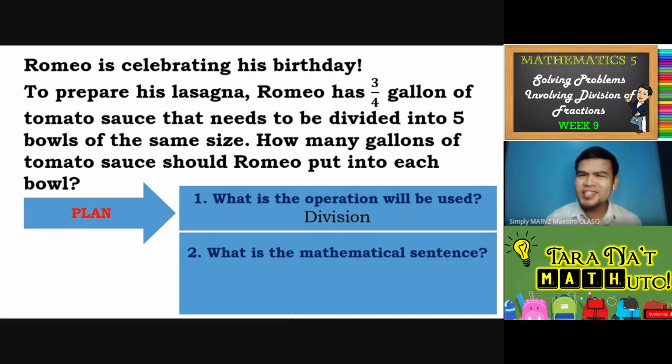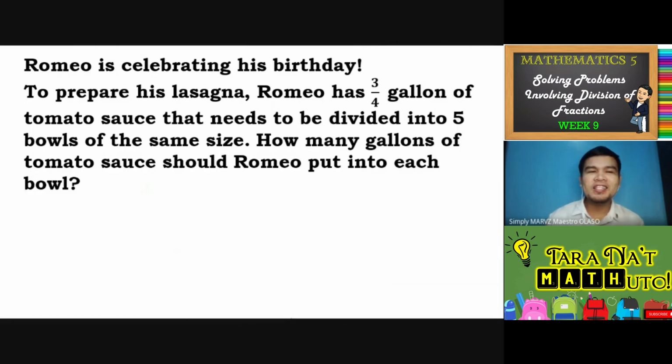So, what is the correct mathematical sentence in the problem? Yes, we have 3/4 divided by 5 equals n. That's correct, okay? Because if you reverse it, 5 divided by 3/4, your answer will be wrong. Let's continue now with our step number 3.